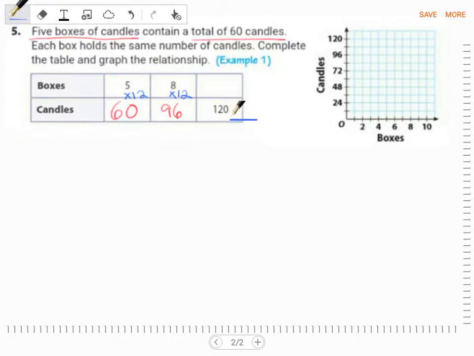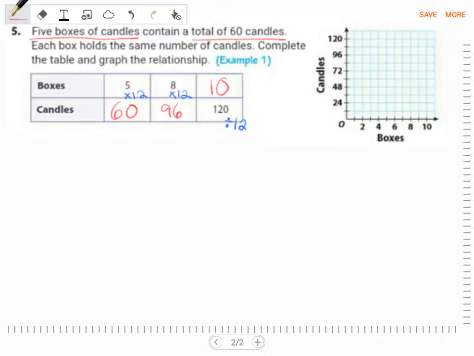And then we're still wanting to deal with this 120. However, this one's a little harder. I don't have a number up top. I've got my number down here. I'm going to end up having to divide by 12 instead of multiplying. So I got to divide by 12, and I actually end up with 10 boxes. Okay?